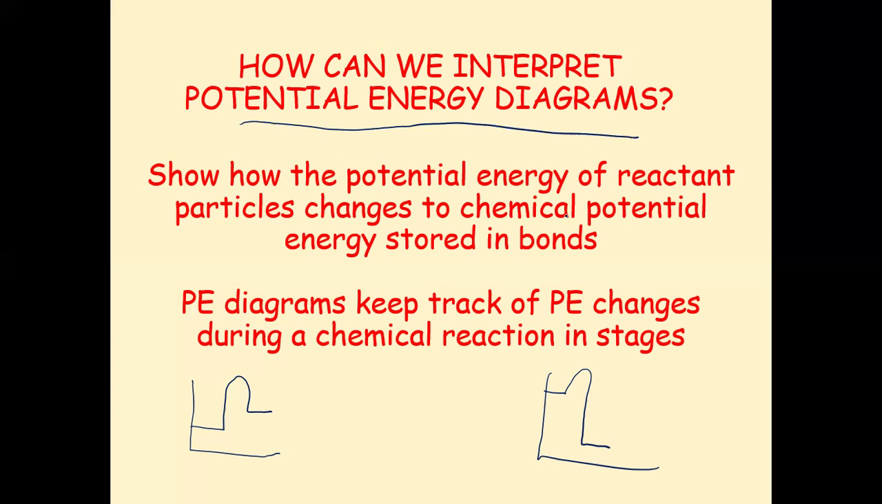And then we're going to show the potential energy of reactant particles changed to a chemical potential energy stored in bonds. You see that statement that I spoke about, number 5. We're going to interpret the statement looking at these diagrams. Okay, potential energy diagrams. And then we use these diagrams to keep track of potential changes during chemical reactions in stages. This is why we're going to have to interpret those potential energy diagrams.